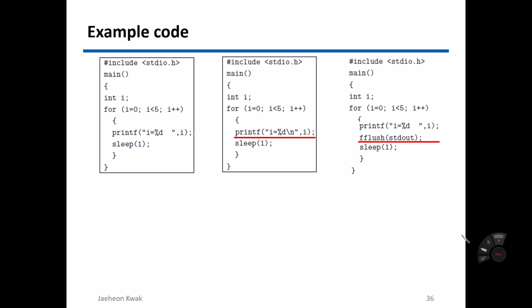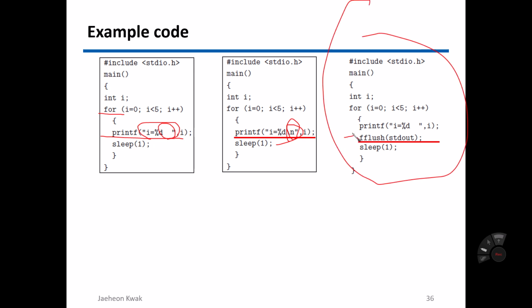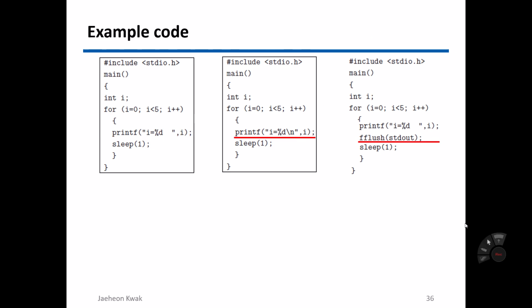So I prepared 3 C code examples. Let's read this together. So we have a for loop, and it will print out 5 lines. The difference between this one and this one is just a new line character. And in the third example, we add this manual flush to the first example. And after printing out one thing, we will sleep for a second.